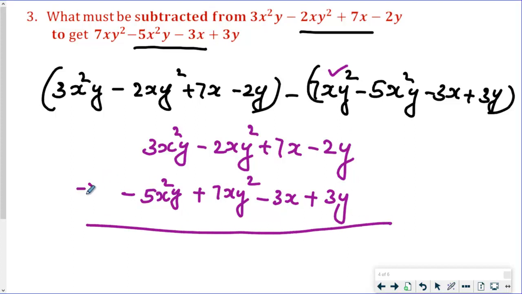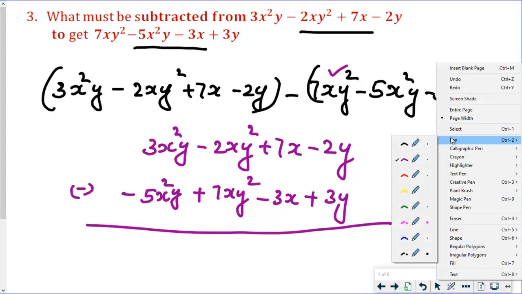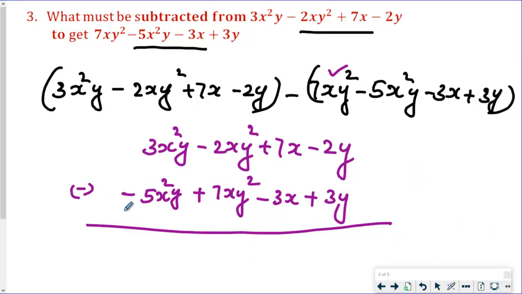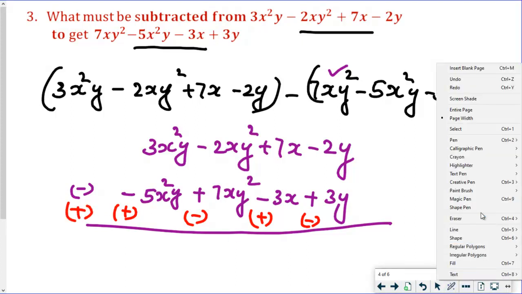Now we have to subtract. For the subtraction, first we have to interchange the sign of each and every term in the second polynomial. Here it is minus, so it becomes plus. Plus becomes minus. This term minus becomes plus. Plus becomes minus. After that we have to do addition. We have to add this polynomial with the first polynomial.